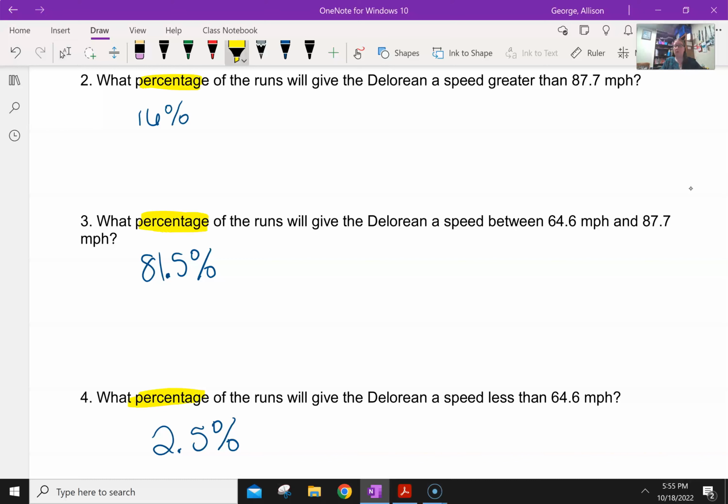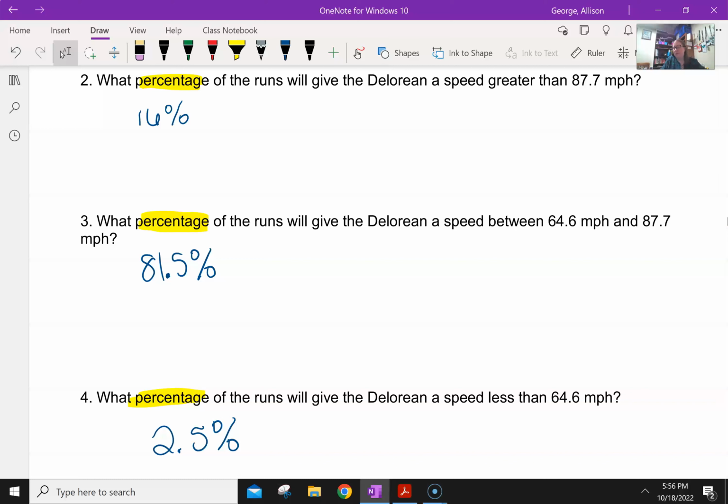If you notice, all 3 of those questions specifically cited percentage as what they wanted as their answer. So they didn't want a proportion, they didn't want a percentile, they wanted a percent. You need to make sure that you're paying attention to that because we do have different options for our answers. So these were all the problems that we could solve with the shortcut, with the empirical rule.